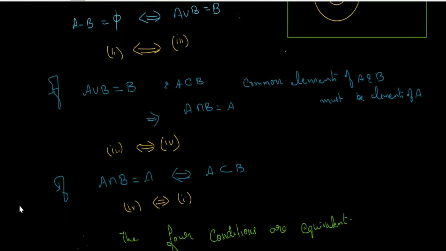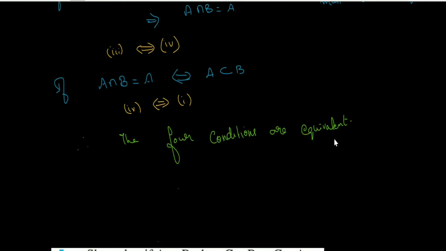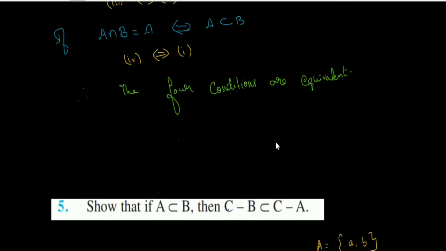What is the fourth condition? A intersection B is A. What does it mean? B is the superset and A is the subset. A intersection B is A means A is the subset of B. You cannot have B as the subset. So A intersection B is A, that means B is a superset and A will be the subset. So 4 implies 1. The 4 conditions are equivalent. Now we'll move on to the next question.